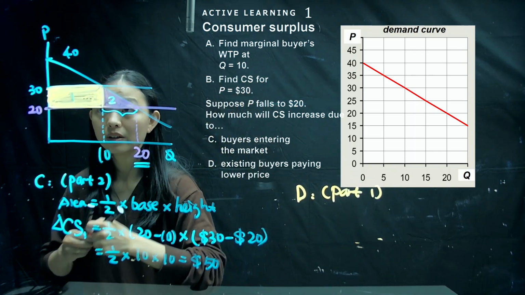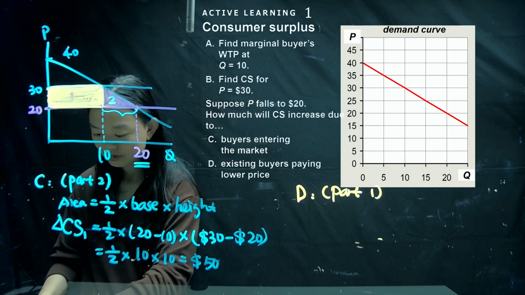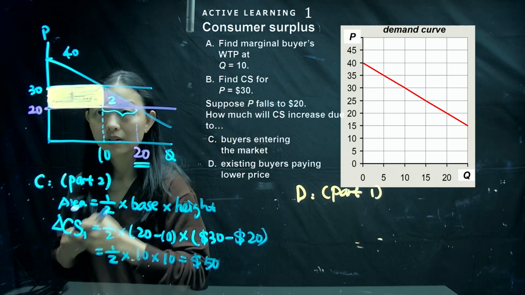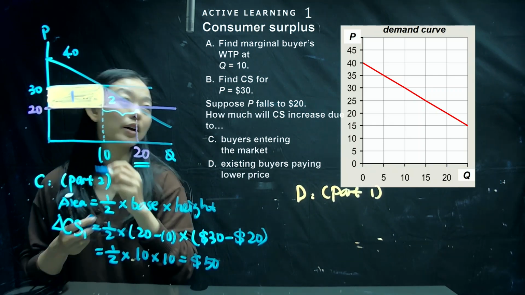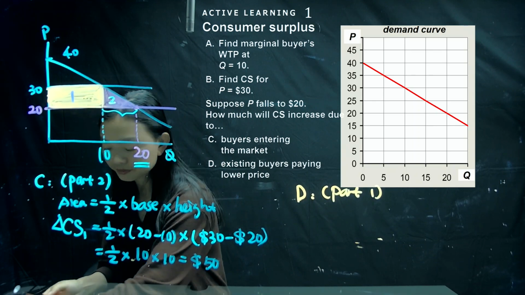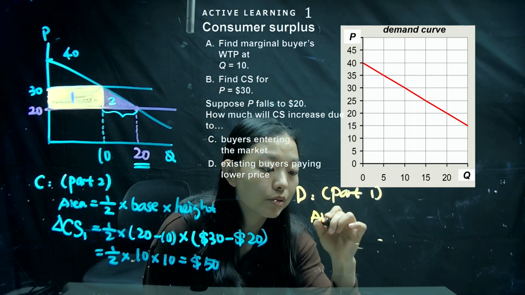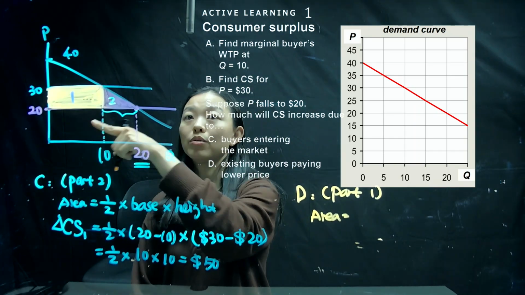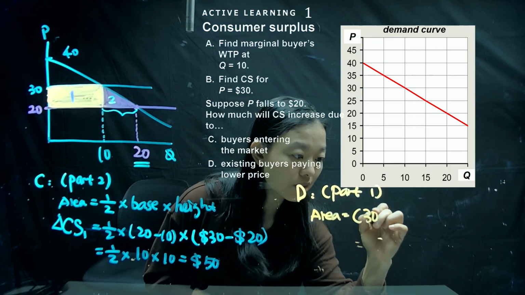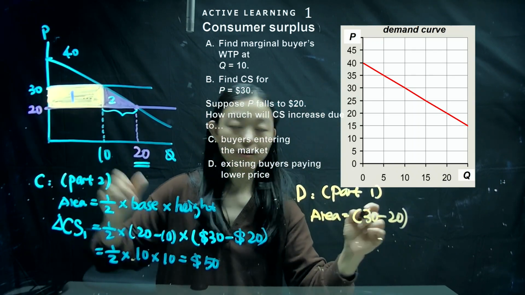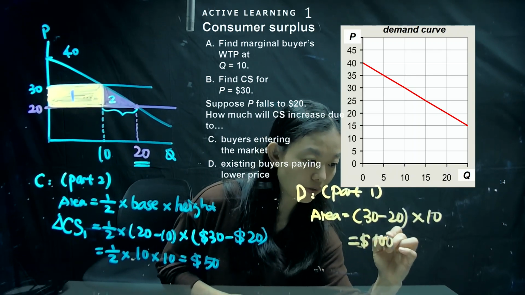Can you see the part 1 here clearly? Probably not. I'm not sure. I can mark it clearer. Okay, but this is the part 1. So how to get the part 1's area? So the area here, because it's a rectangle, okay? So it just equals 30 subtract $20 here times 10. So this part equals 100, okay?